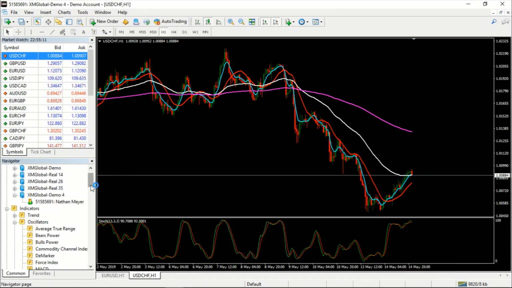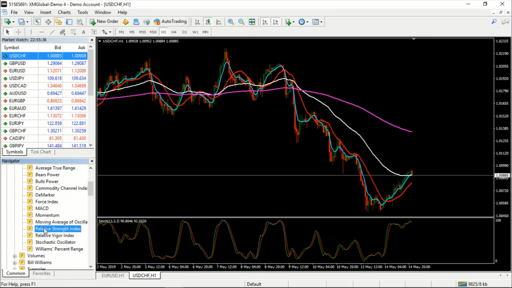We can then go from the navigator to indicators, and go into oscillators. We can scroll down and we will find the relative strength index over here. We will click on the relative strength index and drag it over to the stochastics window.